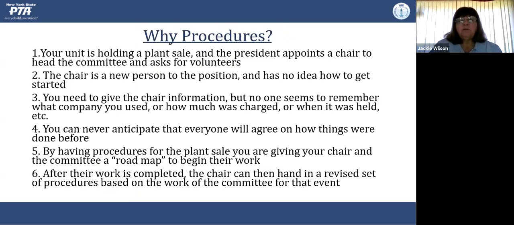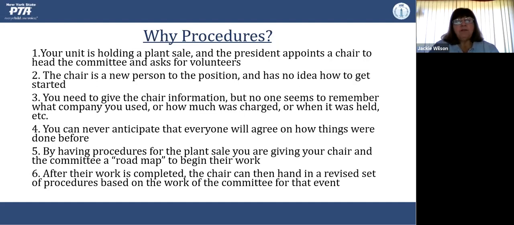Why do you need procedures? Here's an example. Your unit is holding a plant sale, and the president appoints a chair to head the committee and asks for volunteers. The chair is a new person to the position and has no idea how to get started. You need to give the chair information, but no one seems to know what the company was used or how much was charged or even when it was held, etc.